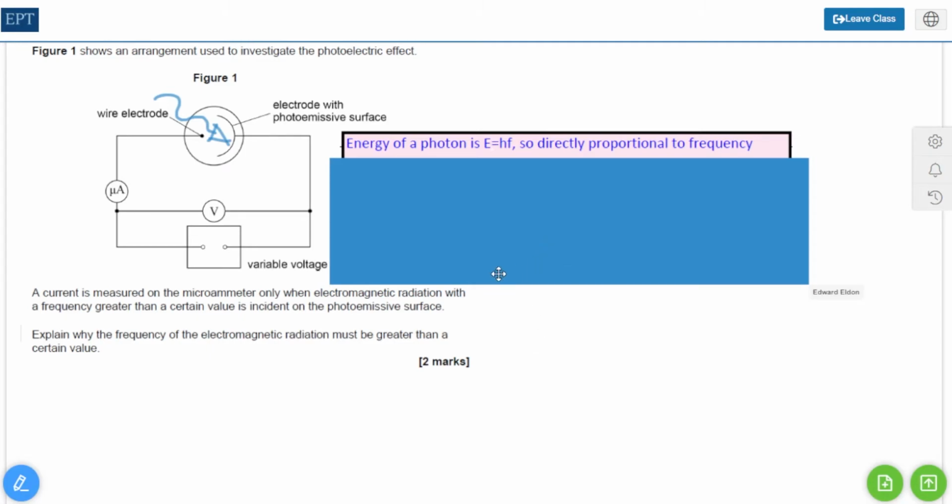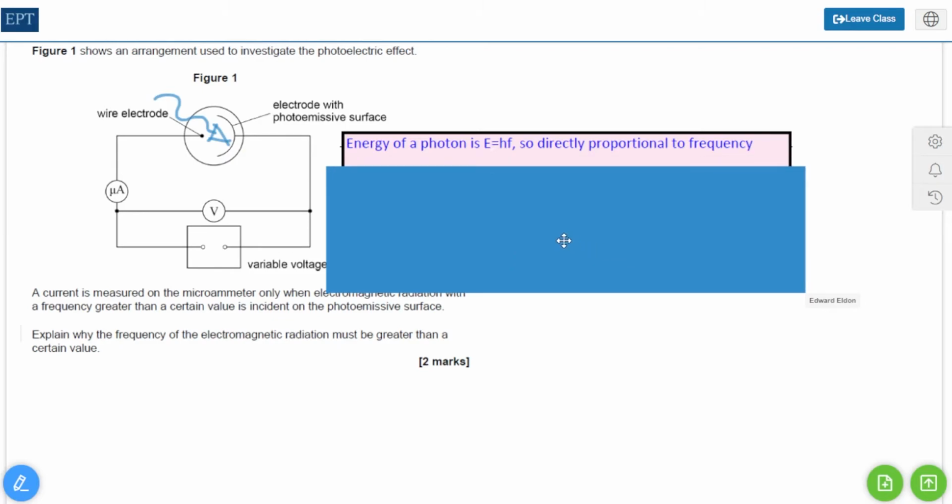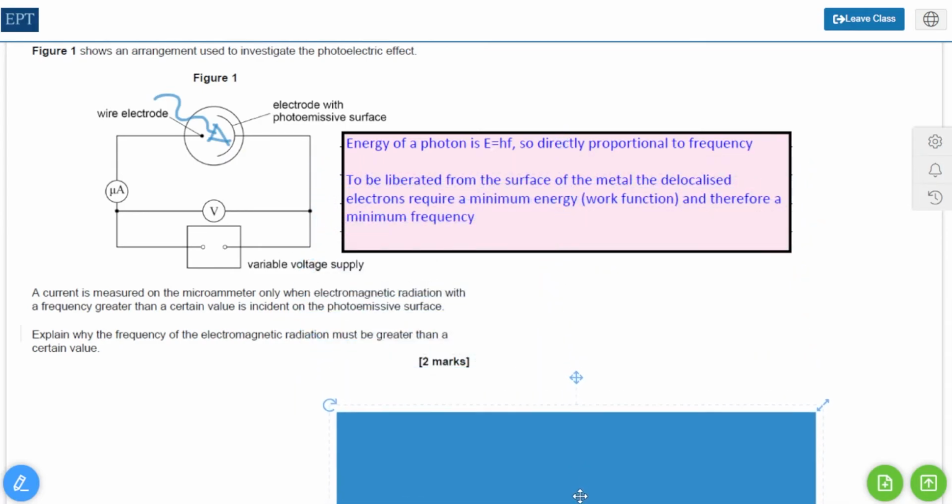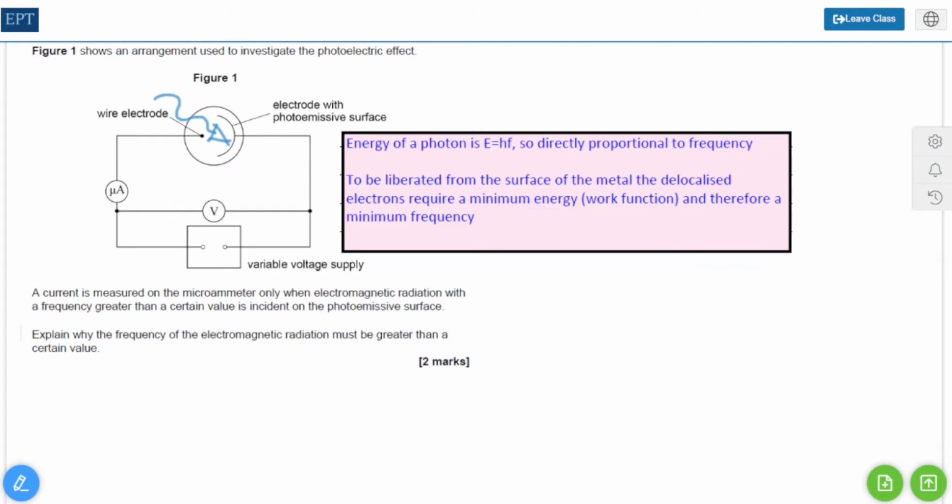We also know that a photon can either be 100% absorbed or not absorbed at all. In other words, it can only pass all of its energy or none of its energy to one of the delocalized electrons in the surface of the metal. Therefore, since the electrons in the surface of the metal require a certain minimum amount of energy to be released, that of course is known as the work function, it therefore stands to reason that in order to get that minimum amount of energy, there must be a minimum frequency of photon that is going to affect the emission.